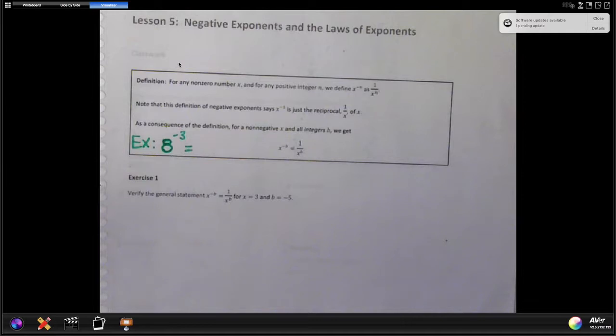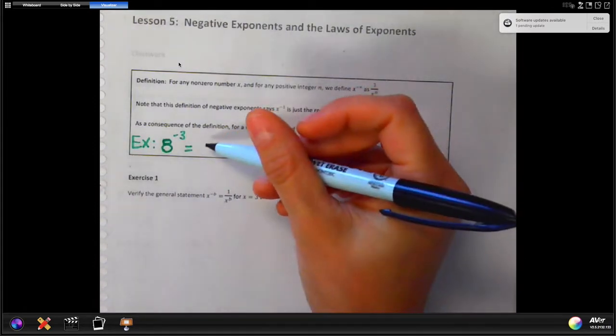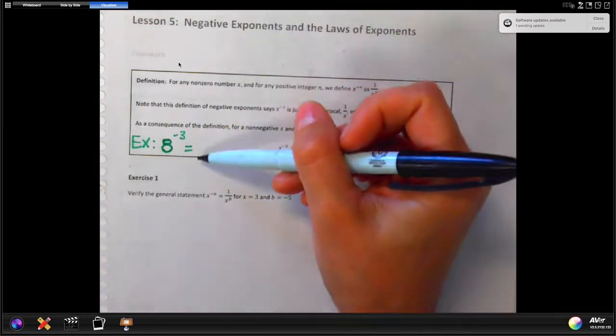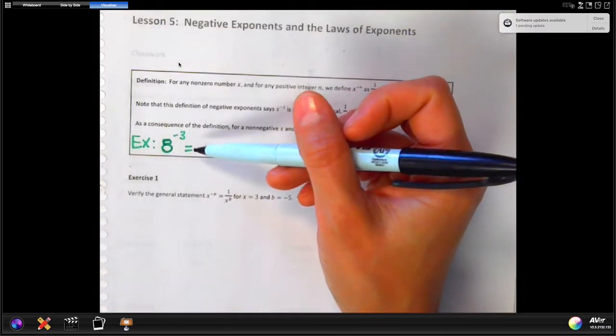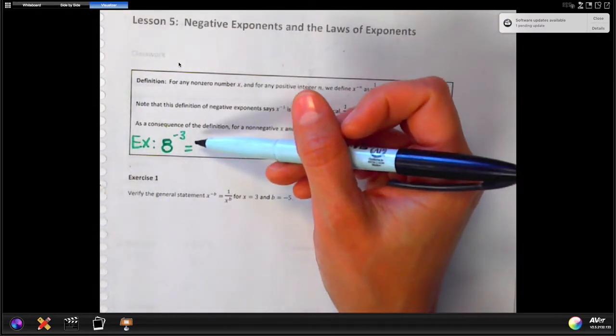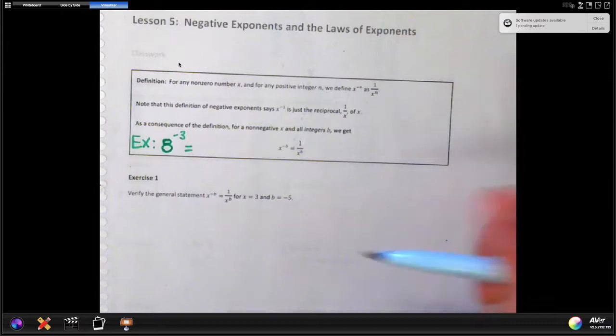Today we are going to talk about negative exponents and what to do with them and what they mean. To start off, we're going to start on page 17 of Module 1. I'd like everyone to write in their own example here, either at the top or down at the bottom. The example I'd like to write in is 8 to the negative 3 power.